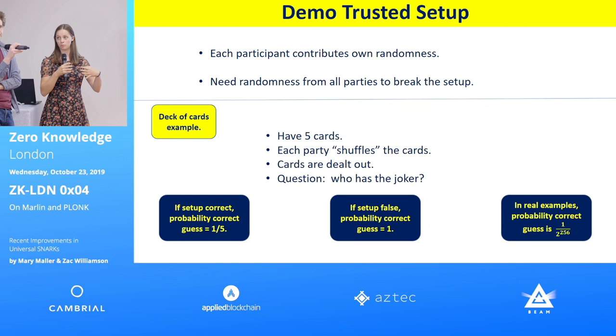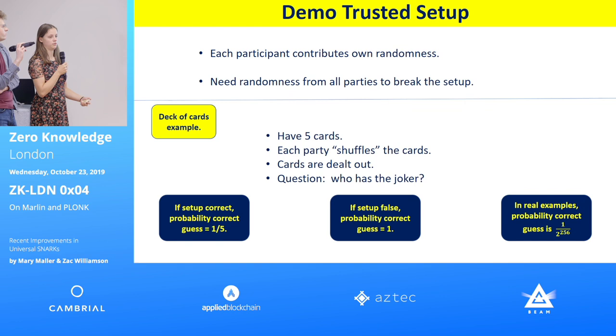So if the setup is done correctly, then the probability that you guess correctly should be 1 in 5. If something goes wrong with the setup, then the probability that you guess correctly is going to be about 1. But in real examples, assuming the setup has gone correctly, the probability that you guess correctly should be about 1 over 2 to the 256, which is a very, very small number.